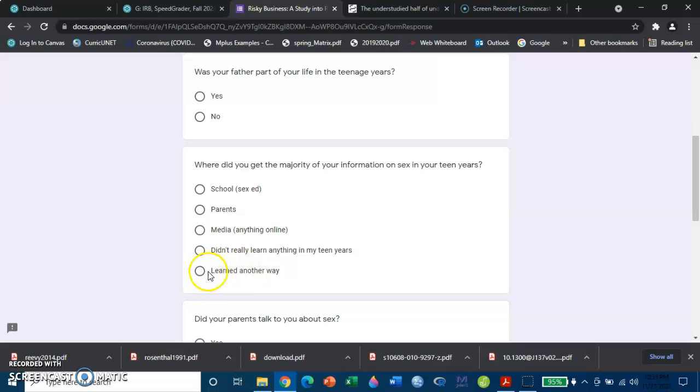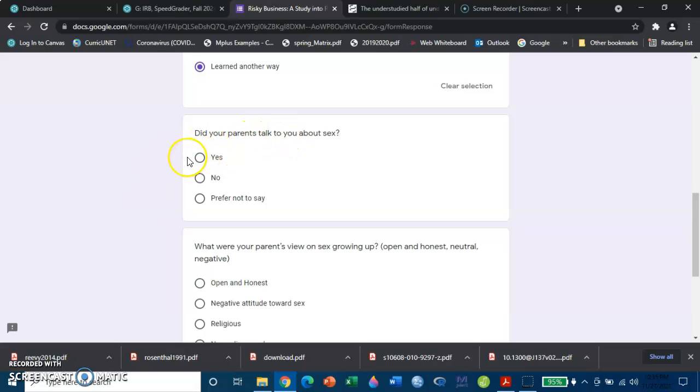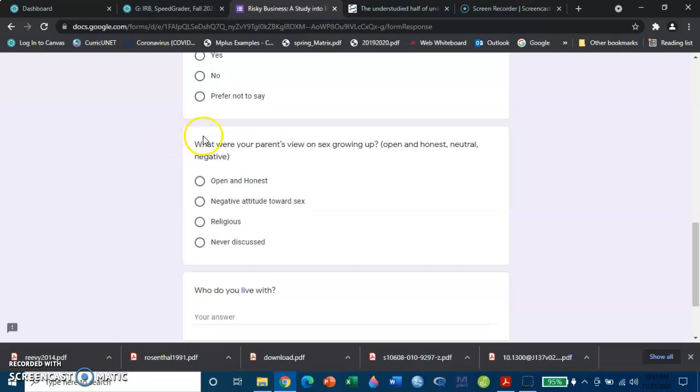And then there should maybe be another blank, because if they just say learned another way, they have no way of providing you information with what that way was, which is not that helpful. That's okay. Again, any of these really invasive questions like this, we want to limit unless we're definitely going to use.